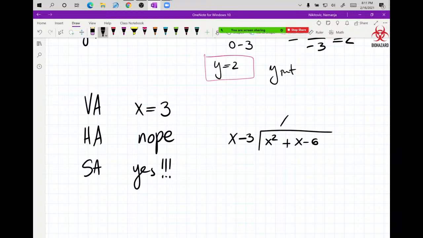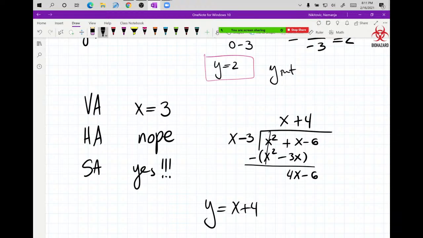So x into x goes x times, multiply it back, x squared minus 3x, subtract it, these are gone, it's a 4x minus 6, x goes into 4x plus 4. That's it. As soon as you get the first two terms, we don't care about the remainder, you don't have to multiply it back, you just stop right away. Y equals x plus 4. That is your slant asymptote.